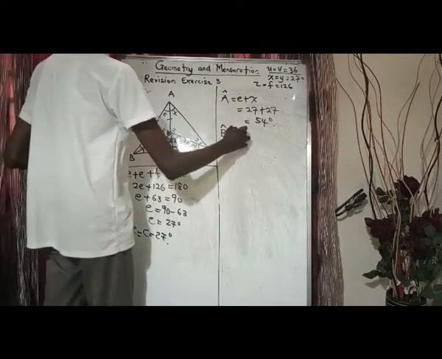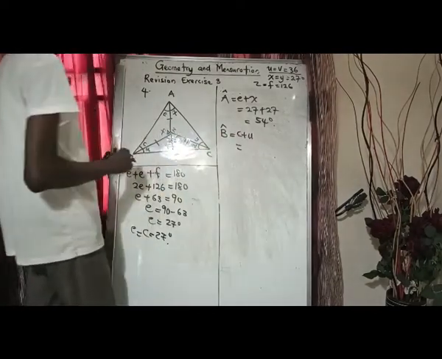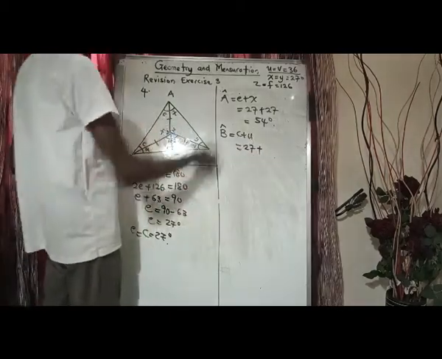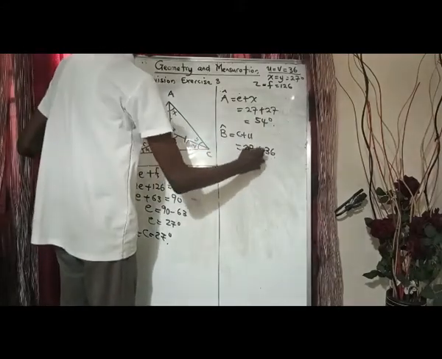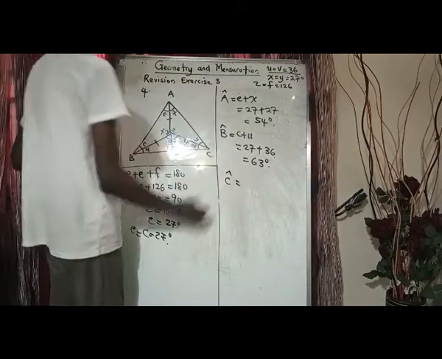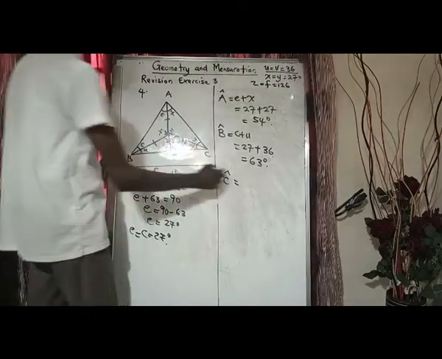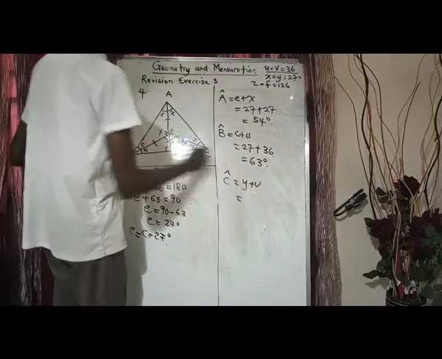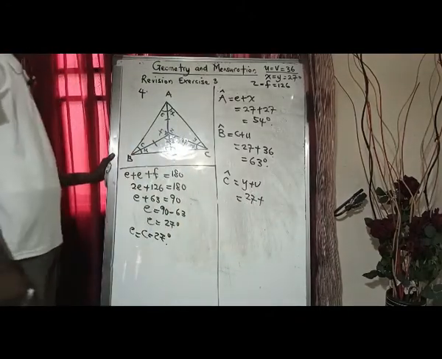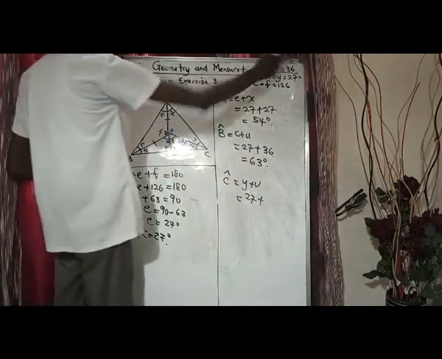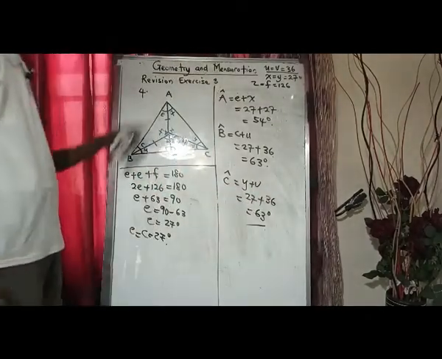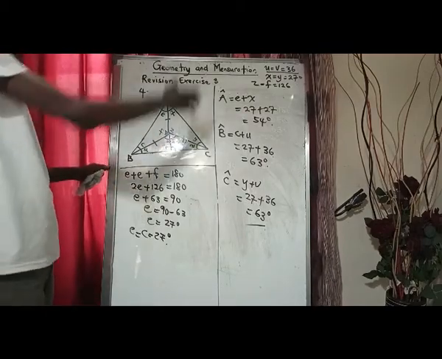Angle B. What is angle B? C plus U. What is C? C is 27. What is U? 36. That will be what? 63 degrees. Now we come to angle C. What is C? Y plus V. What is Y? 27 plus what is V? V is what? 36. So that will give you what? 63 degrees. So you see that with that, we've been able to get all the angles of the triangle.